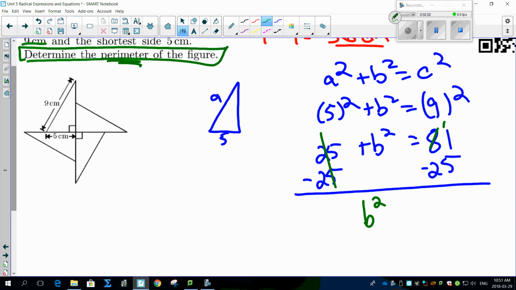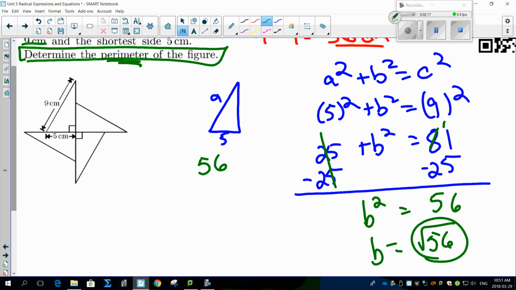Well, I could do that really, really quickly. 11 minus 5 is going to be 6. 2 from 7 is going to be 56. And b equals the square root of 56. All right, now, we can clean up 56 a little bit. Let's do that first. 56 we know breaks down into 8 times 7. 8 times 7 is 56.